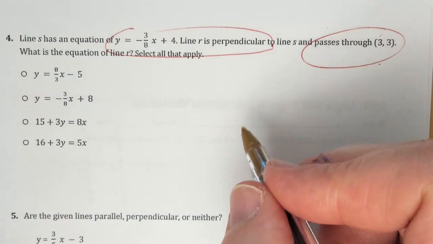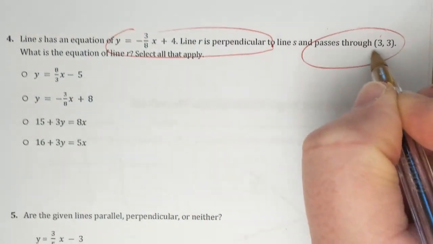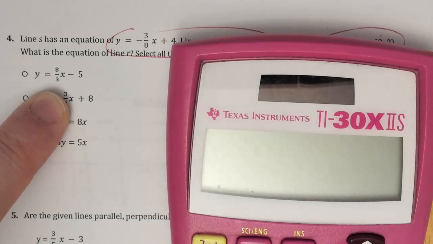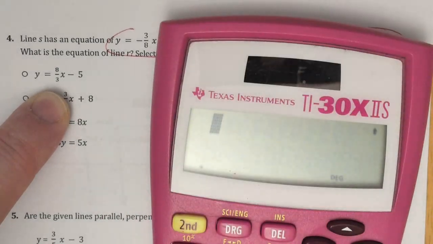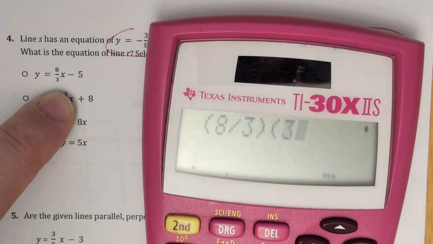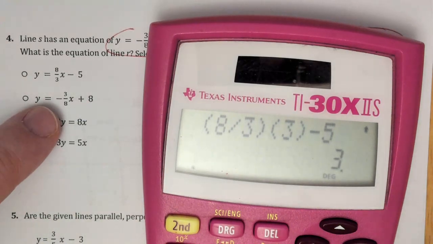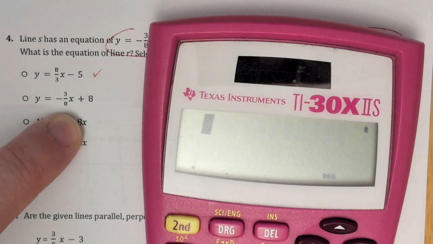So a couple different ways how to do this. One is, when you plug in x is 3, y needs to pop out with 3. So one thing I can do is I know for a fact it goes to that point. So I use this equation, 8 divided by 3 times, and I'm plugging in 3 for x, times 3, and minus 5. If I pop out with a 3, then this is still a possibility. It doesn't mean that's the right answer, though. So how about this other one?